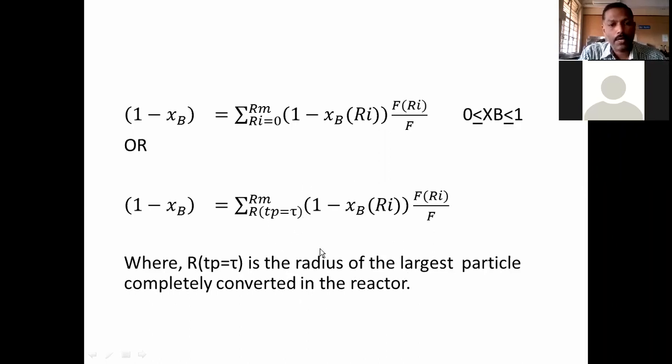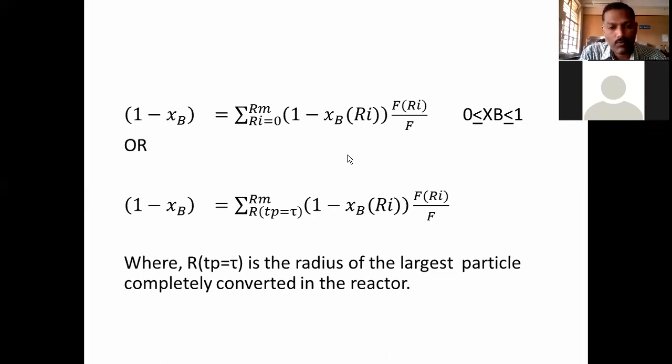Suppose a 5 mm particle, a 10 mm particle, and a 15 mm particle are there. The time required for complete conversion of the 5 mm particle is, suppose, 8 minutes. For the 10 mm particle, suppose 12 minutes are required, and for the 15 mm particle, suppose 20 minutes. Now 10 minutes is given to you as the reaction time. So in 10 minutes, the 5 mm particle is completely converted, because it requires only 8 minutes.